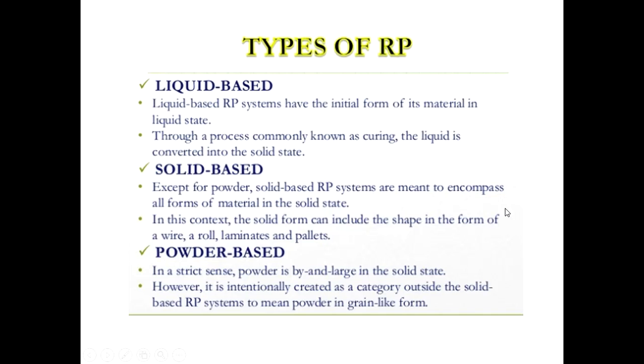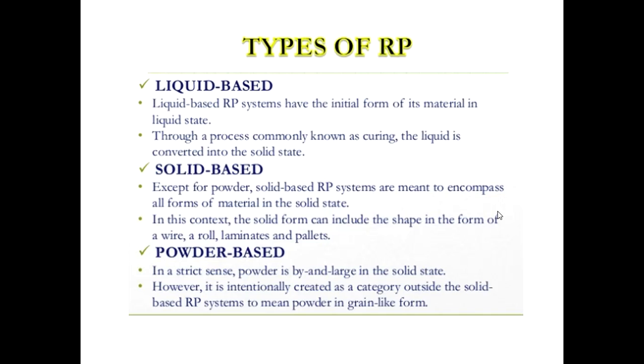Now let's see some of the types of rapid prototyping. It is based on the raw material we are using, whether liquid, solid, or powder as a raw material. In the liquid based process, we are using liquid as the initial material in the manufacturing. This process requires curing of the liquid so that the liquid is converted into solid.